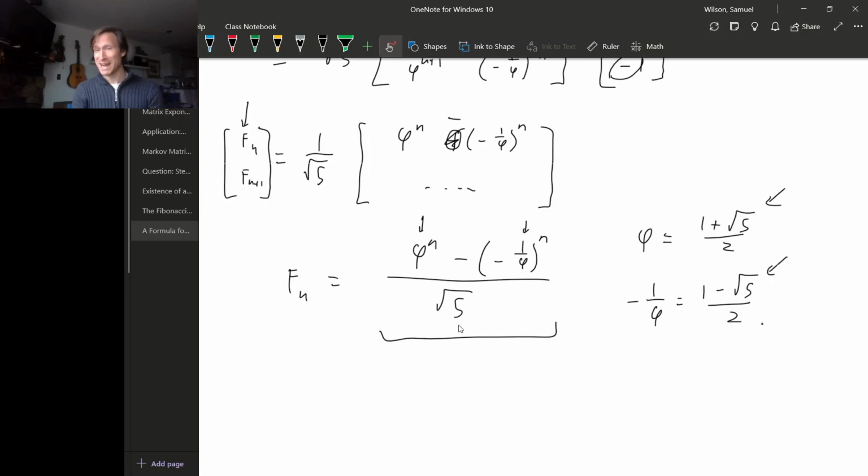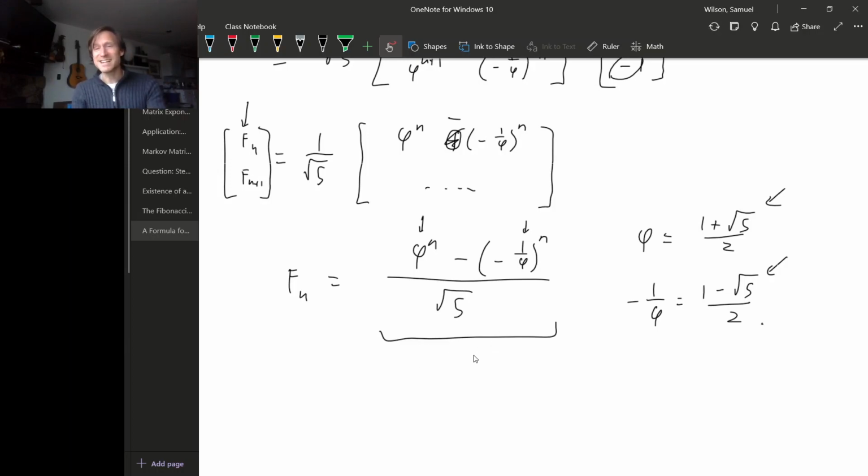Not only is it always rational, it's always an integer. If you just looked at this formula and thought, if I plug in an integer for n, is this going to give me an integer? You'd probably think no. But in fact it does. It always produces an integer, and in fact it always produces the Fibonacci sequence. So this is a big surprise.